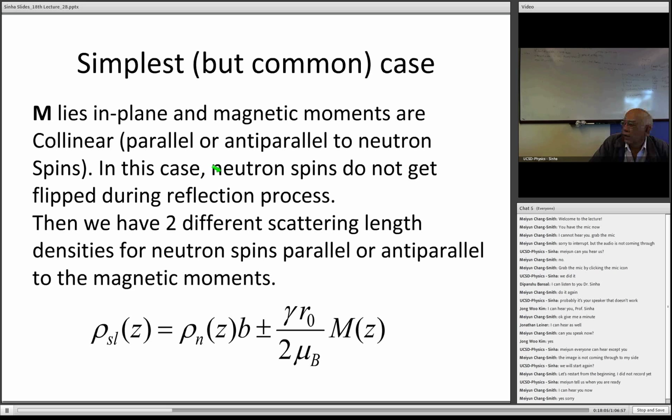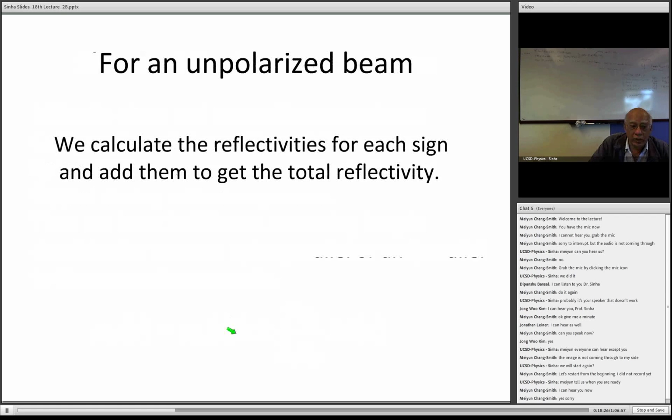Then we simply have two different scattering length densities for the neutron spins, and they are given by this, where this is the magnetization profile, the average of the magnetization density as a function of depth into the film. And these are just constants, and this is the nuclear part. Can we go to the next slide, please?